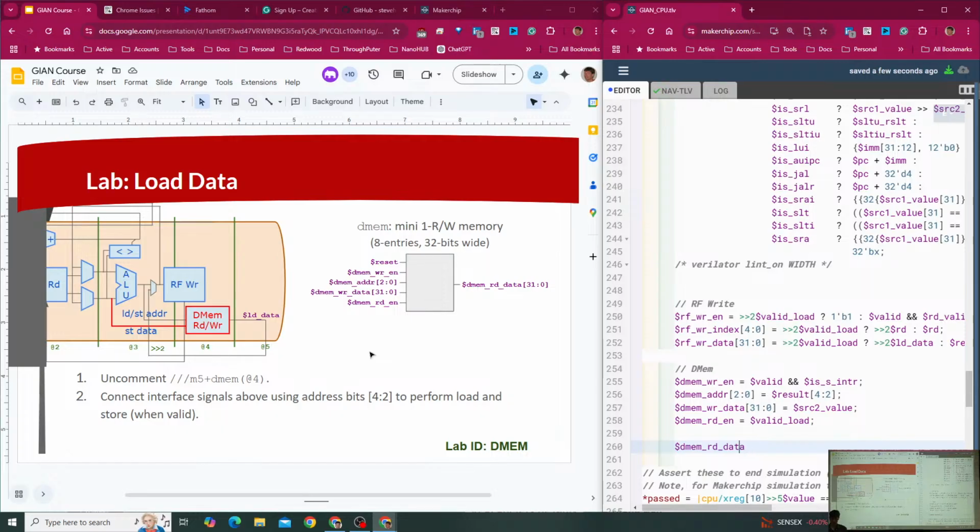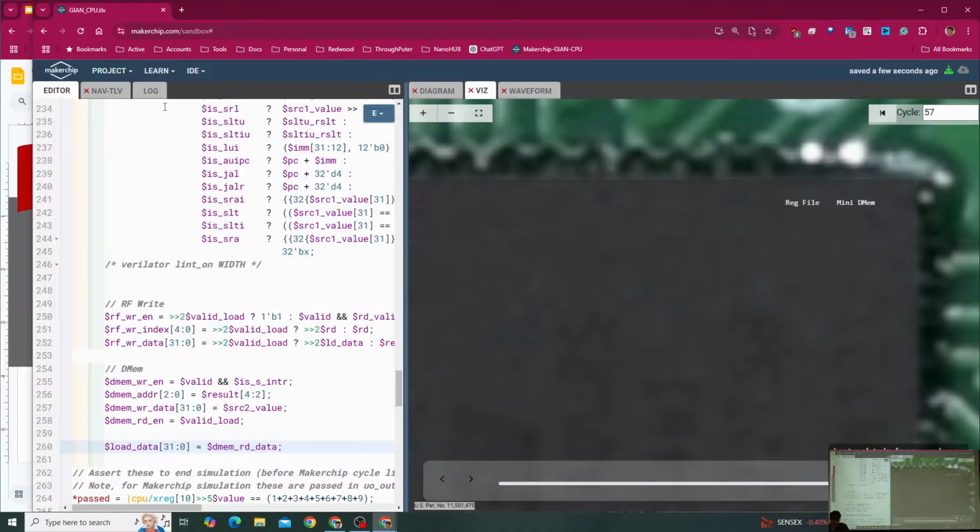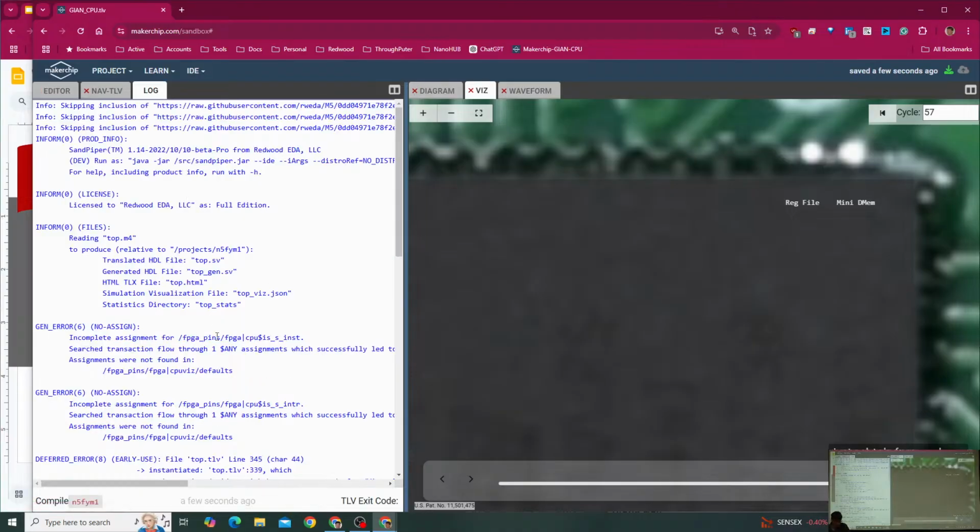Sorry. Is load data, there we go, which is going to be 32 bits. Should be hooked up to the read data. How'd I do? Should I compile? Let's see what we get. Okay, I didn't do too well. Let's see what we get.